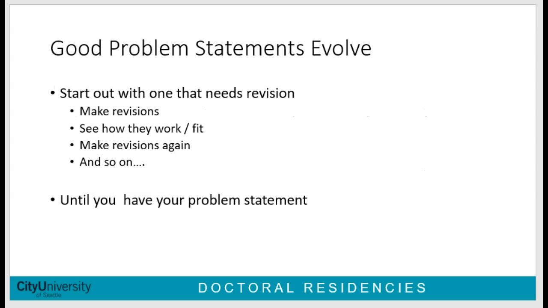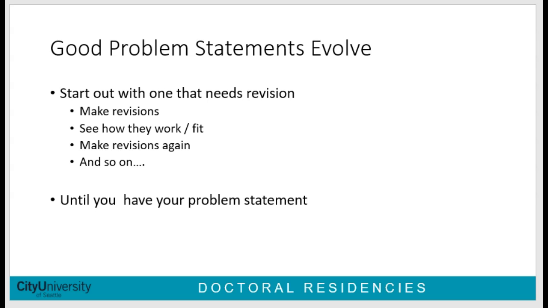Problem statements do evolve, so you're going to make revisions, and then you're going to see how it works, and then you make revisions again. You will work with your problem statement over and over and over again until it gets right. And that is going to be something that's going to evolve over time. So don't be frustrated when people come and ask you questions to help you think more about the problem, because that's part of the process.